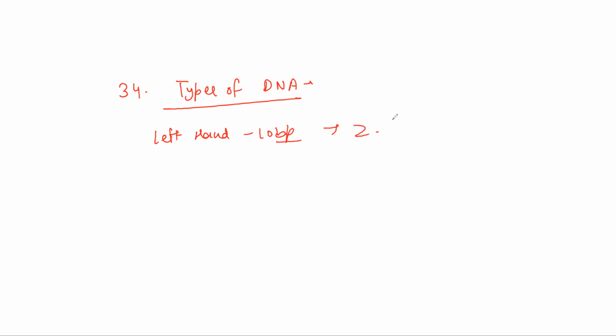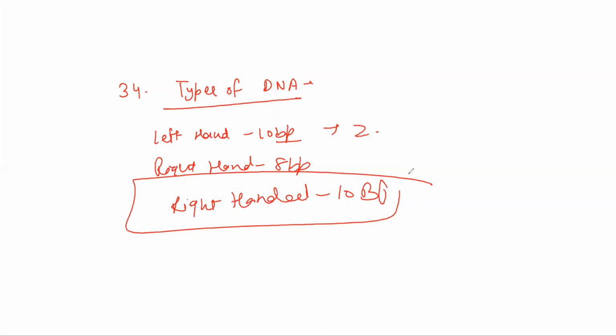Every year a question on the types of DNA is asked. Similarly, this year also there was a statement-based question. One statement said there is a left-handed DNA having 10 base pairs per turn. We know that Z DNA is left-handed but does not have 10 base pairs, it has 12 base pairs. It was also given that a right-handed DNA has 8 base pairs. This is also false. It was given that there is a right-handed DNA having 10 base pairs. This is correct, this statement is correct for B DNA. So this was the correct statement among the four, based on the types of DNA.